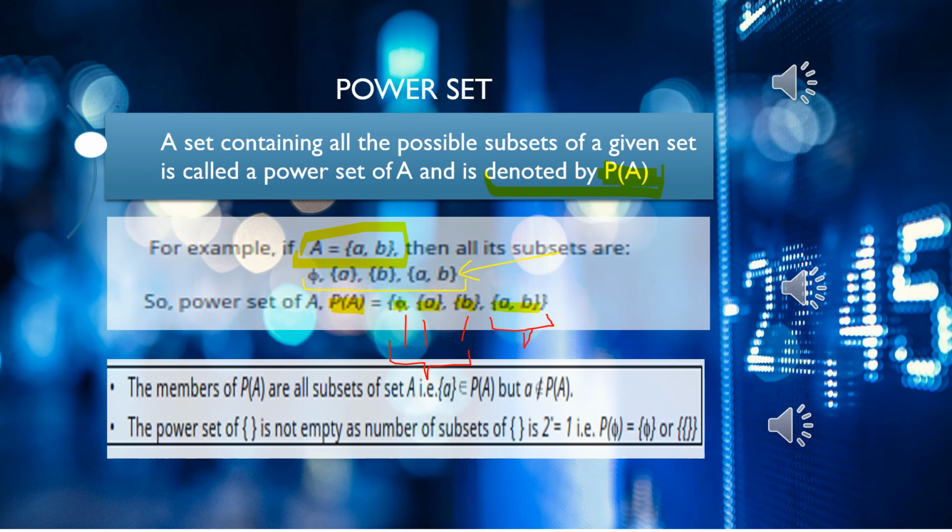Okay students, keep it in mind that the members of power set of A are all subsets. These are not elements, these are subsets. So power set of empty is not empty, as number of subsets of empty is 2 raised to power 0, and this is equal to 1. So power set of empty has one element, that is empty.